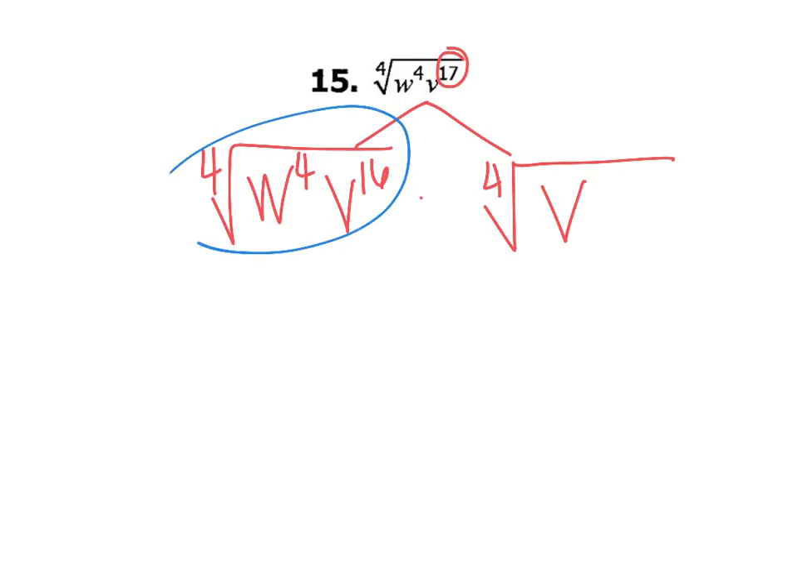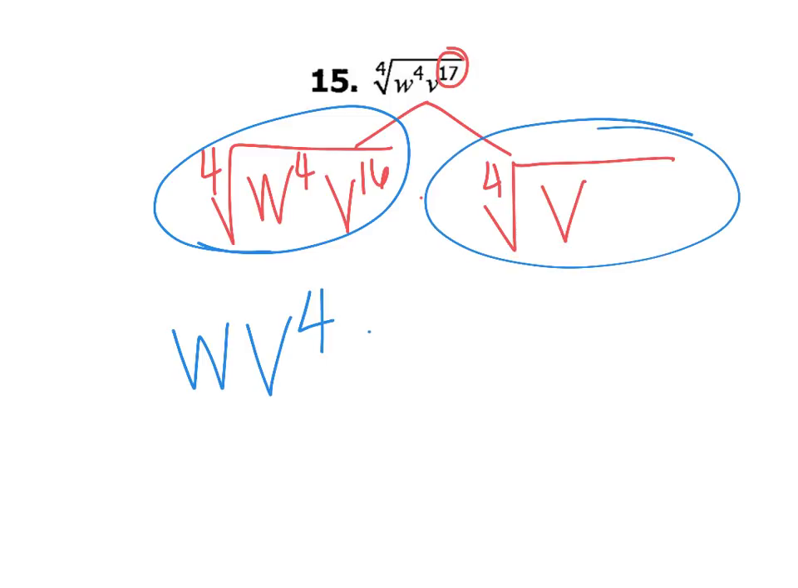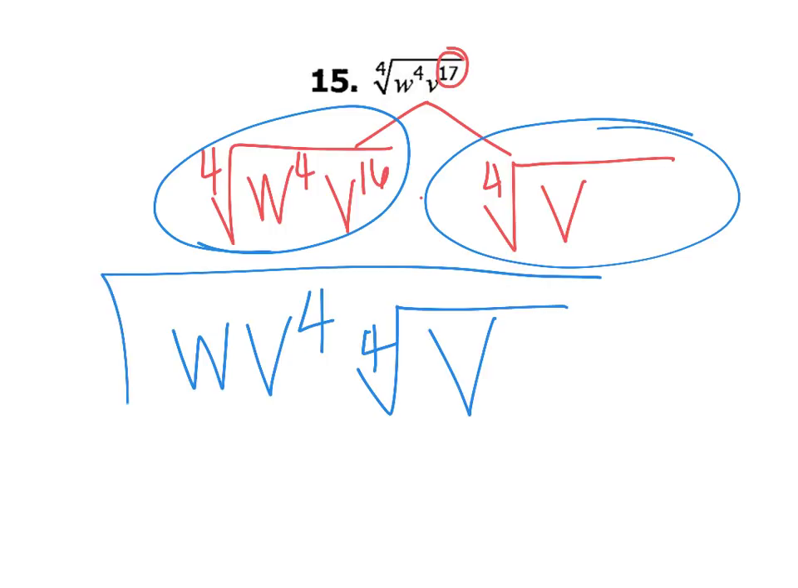Then, take the 4th root of what you can take the 4th root of. So, 4th root of w to the 4th gives us a single w, because 4 divided by 4 gives you 1. Then v to the 16th, 16 divided by 4 gives you 4. So we're left with v to the 4th. And then copy down what you can't take the 4th root of, because we can't simplify it any further. And that is our final answer.